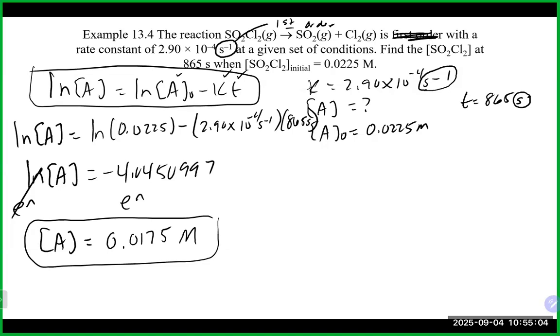Other questions? We also see our final concentration is less than what we started with, so it should be decreasing with time. If you do a calculation and end up with more than you started with, you're definitely going in the wrong direction, probably. It should not be doing that.